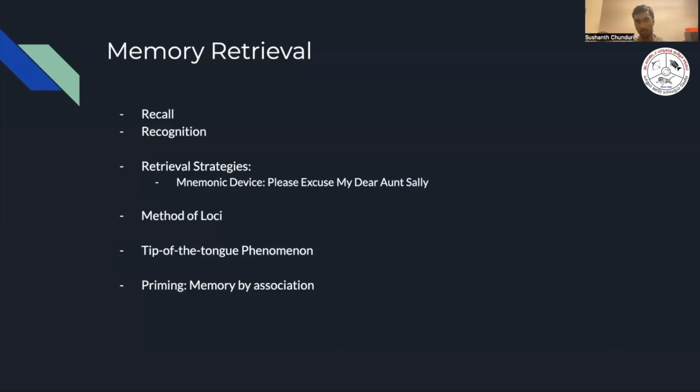Priming is another way to remember stuff. It's memory by association, so it's a way you can get yourself ready to remember something. Say while I'm studying, I'm also eating a snack. And then when I eat a snack the next day, I remember whatever I was studying. That's priming.